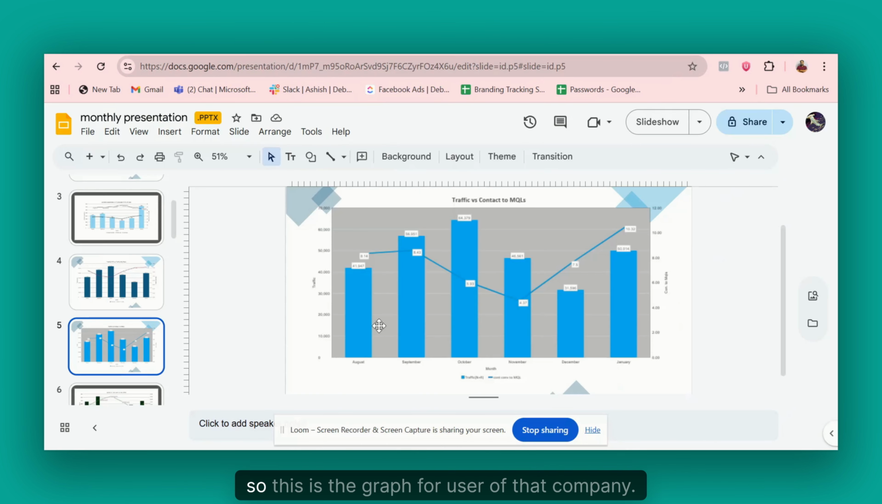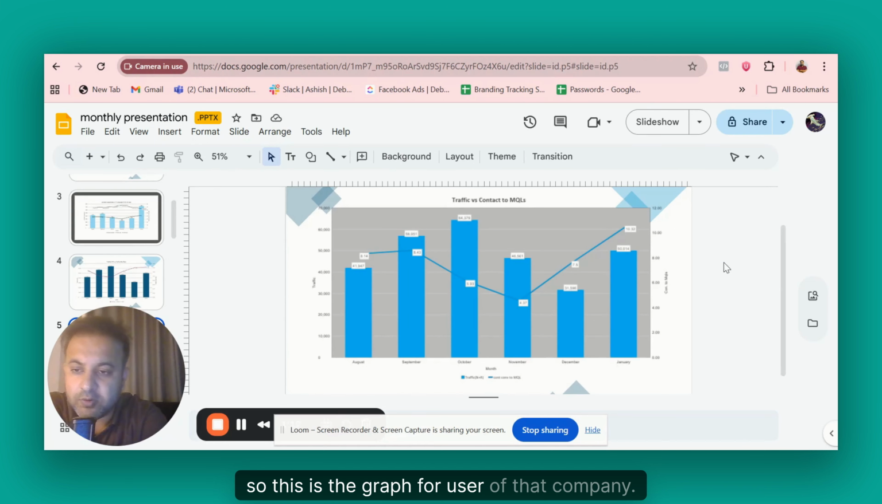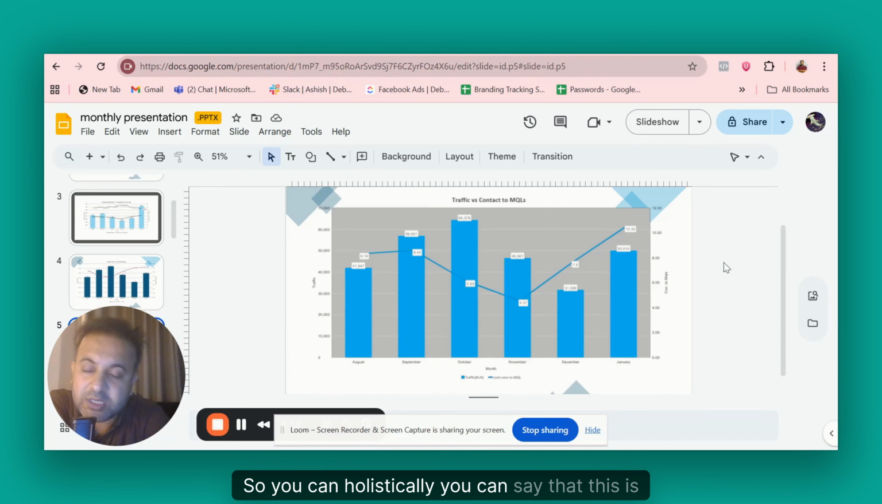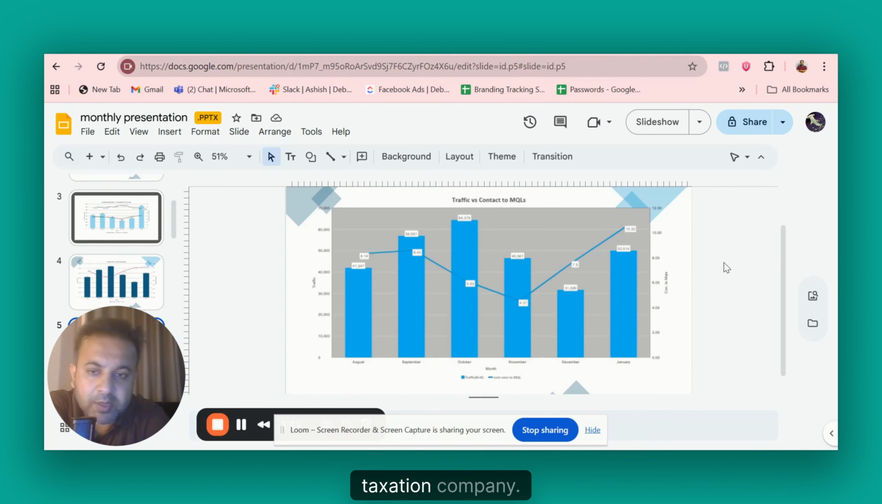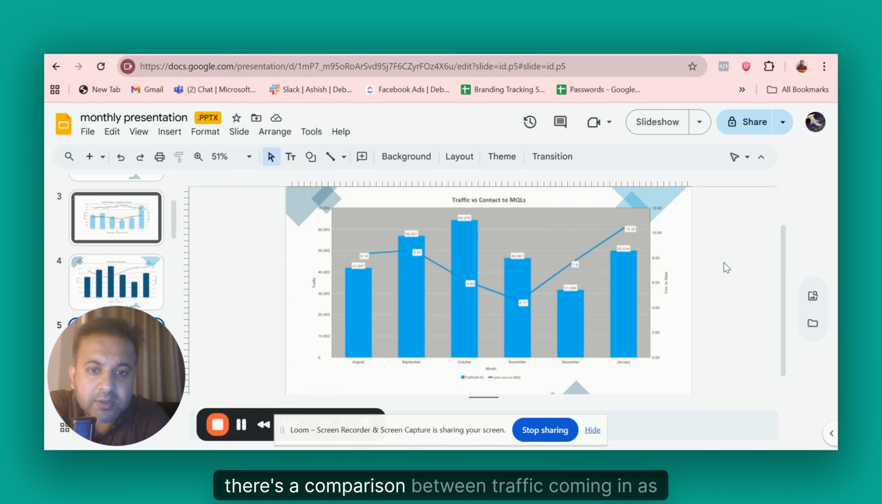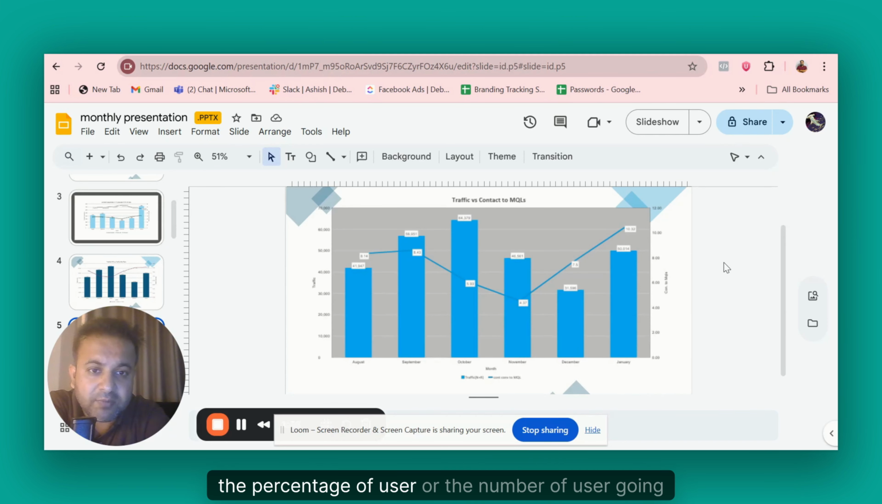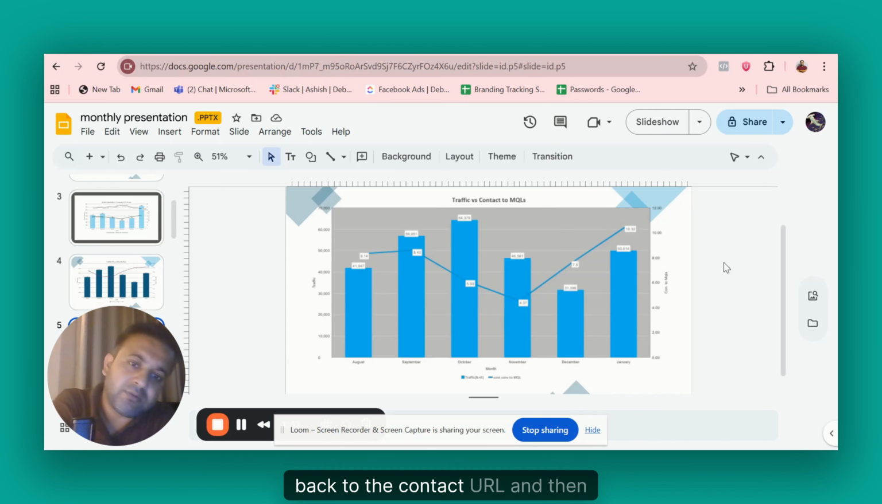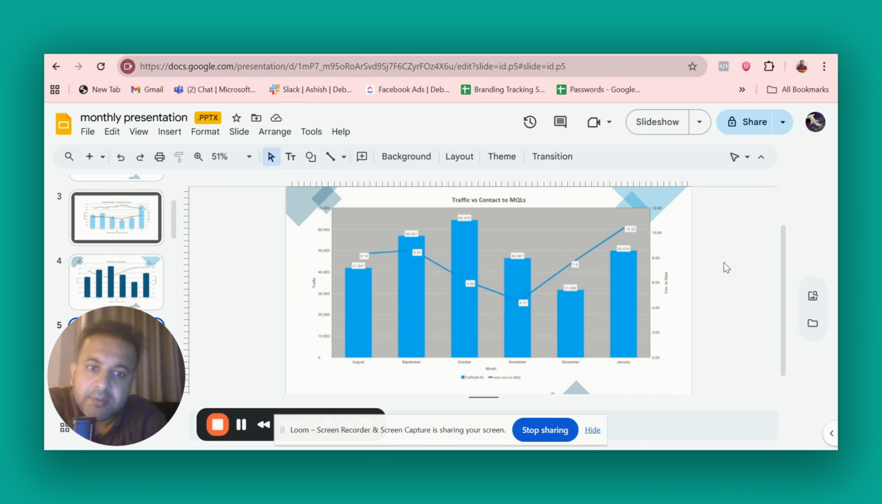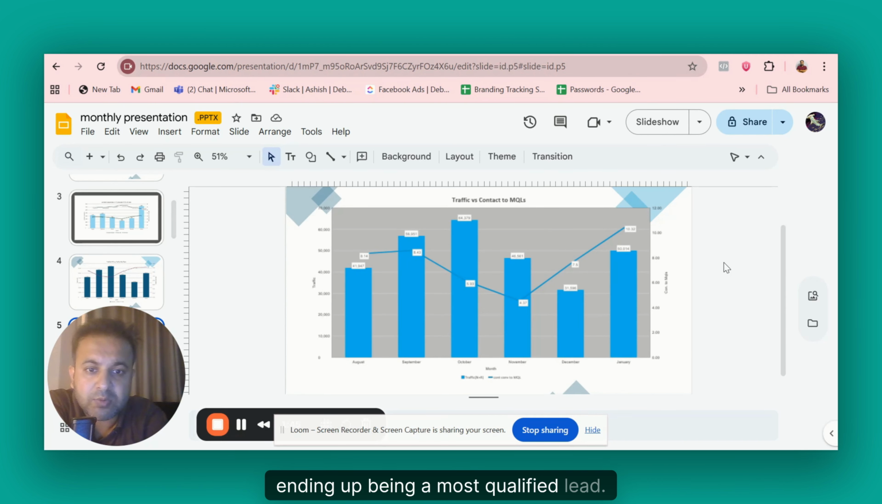So yes, this is the graph for users of that company. Holistically, you can say this is one of the marketing analytics pieces I was asked to prepare for that property and taxation company. In front of your screen, you can see a comparison between traffic coming in as an input source, and then measuring the percentage or number of users going to the contact URL and then ending up as a marketing qualified lead.